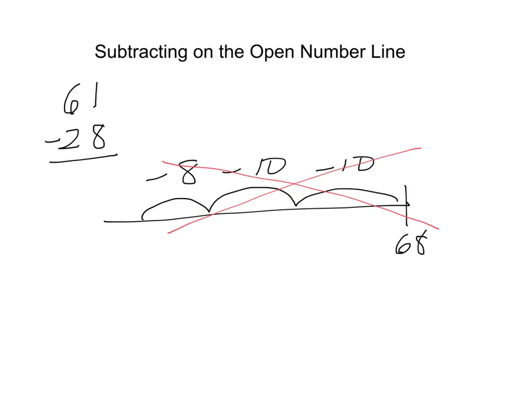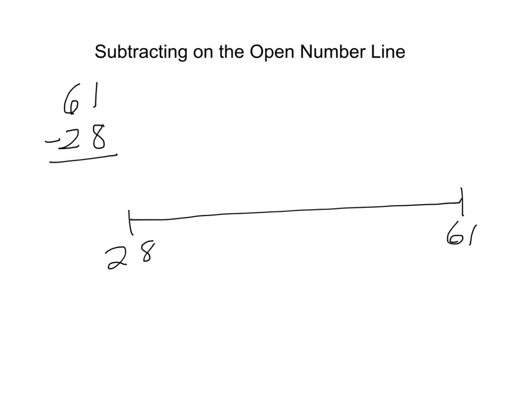Instead, we're going to think about 61 minus 28 as being the difference between 61 and 28. So 61 is where we're going to end up, and 28 is how far we've gotten so far. This is very helpful because I could also get the same answer by adding up from 28, and learners have a much easier time adding than they do subtracting.